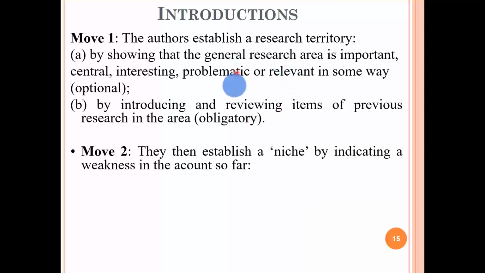Okay, so this is just some sort of literature review. Previous research. The second move: the authors establish a niche by indicating the weakness in the account so far. What weaknesses have the authors found in the previous research?